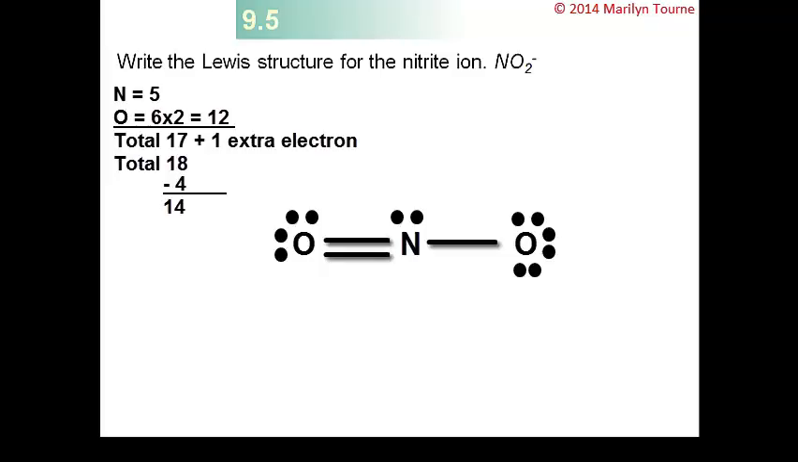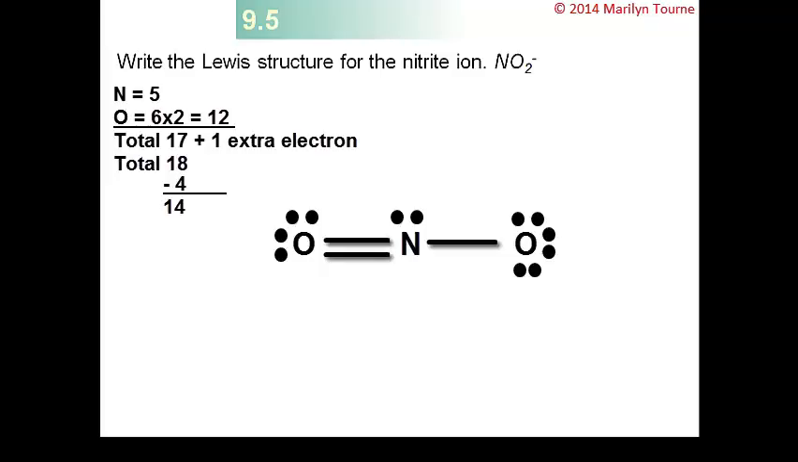Oxygen comes with 6. If you notice, the one on the left has 1, 2, 3, 4, and it's sharing 2, so that's 6. Okay, good. The nitrogen has 1, 2, and it's sharing 1, 2, and 3, so that's 5. And nitrogen comes with 5, so that's okay.